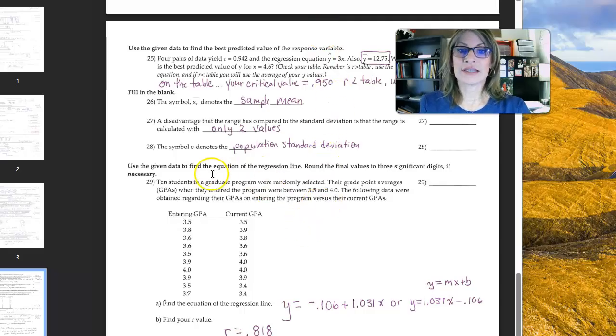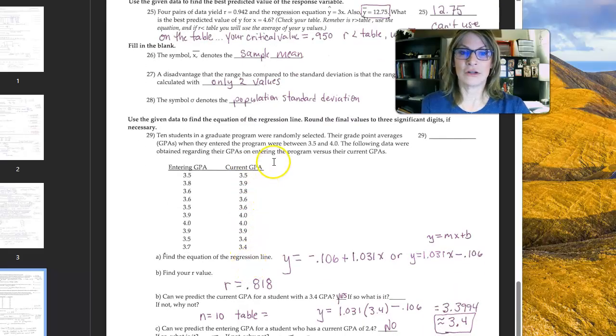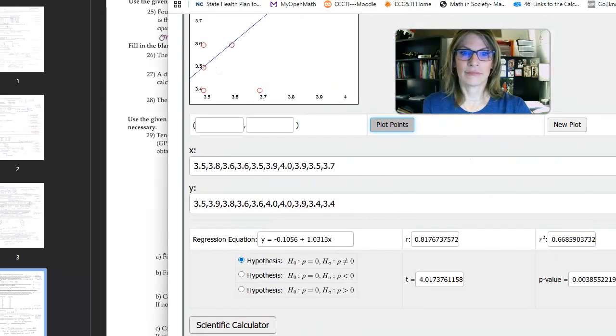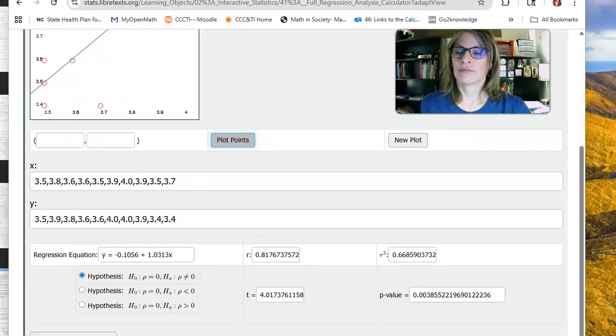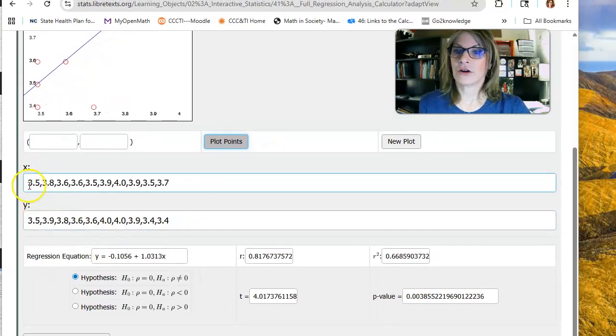Okay, so moving on from that. The next thing we're going to do is this linear regression, and you're going to be using your regression analysis calculator. So if you would go ahead and find that. We have entering GPAs and current GPAs of 10 different students that are in grad school. And what we're going to do is enter all 10 of those here in the regression analysis calculator with commas. So pause the video for just a moment and enter those.